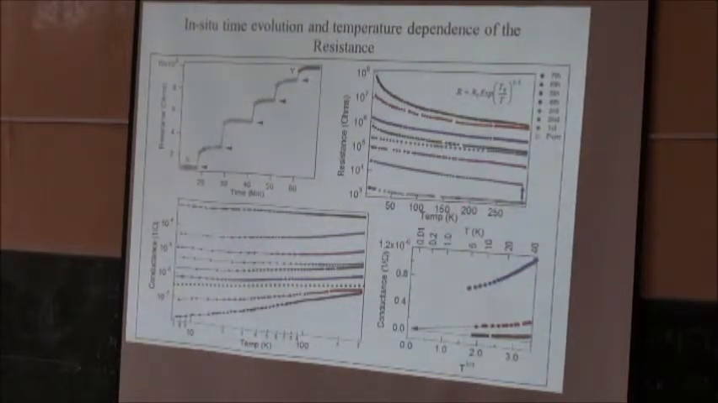But the interesting thing is, if I plot resistance or conductance as T to the 1/3, like this, it seems to be okay.